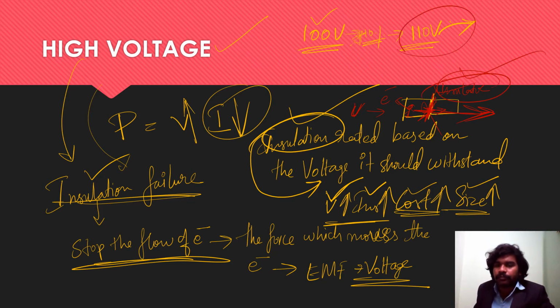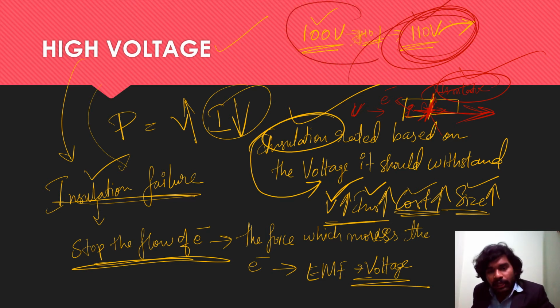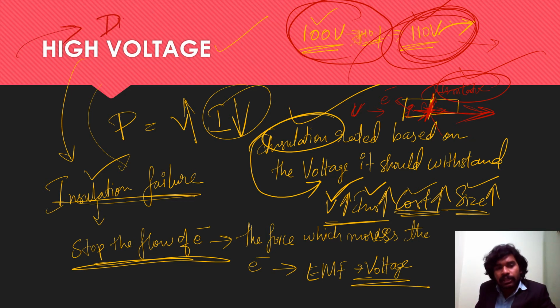That is what happens if the force with which the electron is moving, that is its voltage, is increased beyond a level which an insulator can withstand. Then insulation will again fail. It will become a conductor, and this kind of failure is called dielectric breakdown.